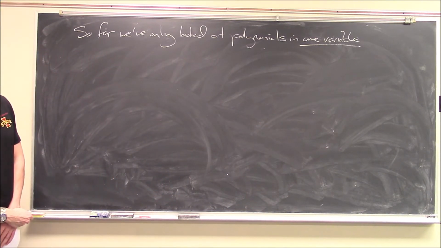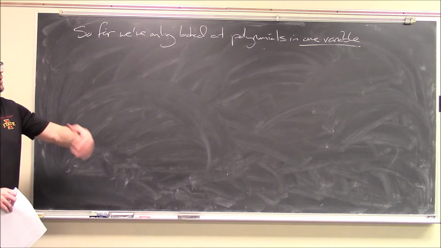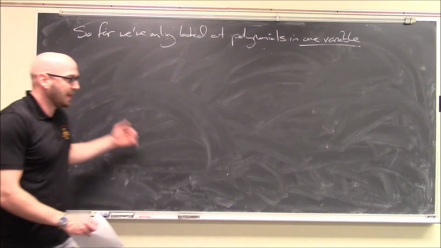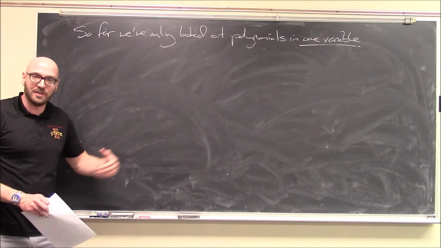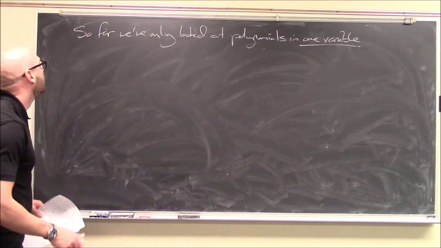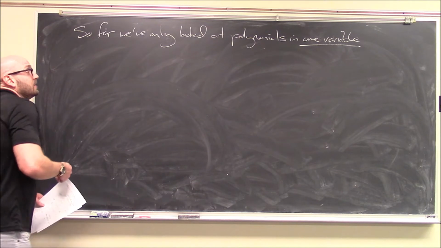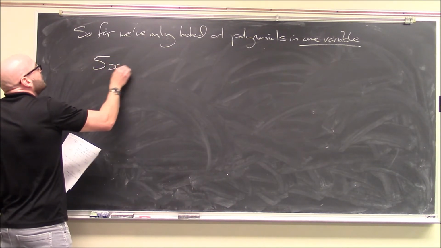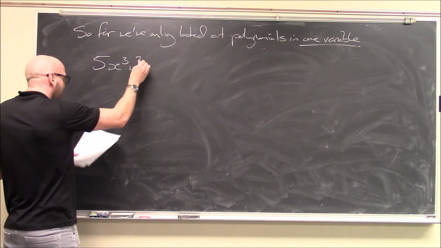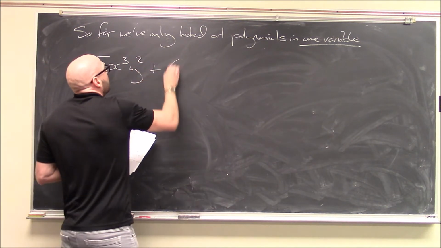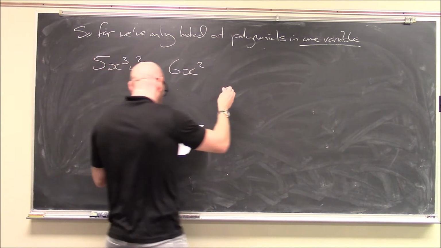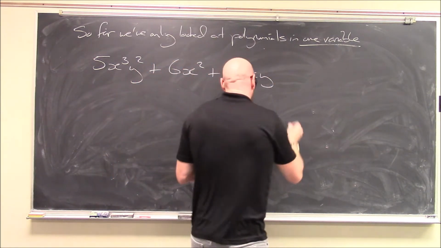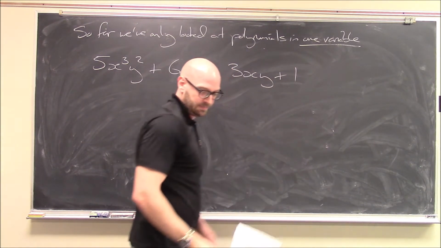Okay, so just to wrap this up a little bit, so far we've really only looked at polynomials in one variable, and that is I've only had one variable in all of my expressions, right? If we either call it x or y or z or whatever. But there are polynomials in more than one variable. So for example, 5x cubed times y squared plus 6x squared plus 3xy plus 1.